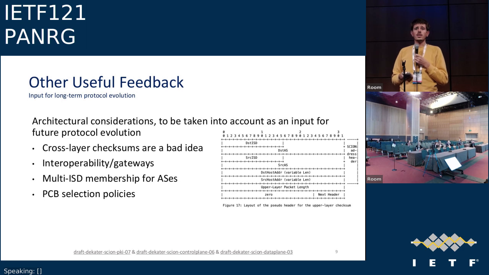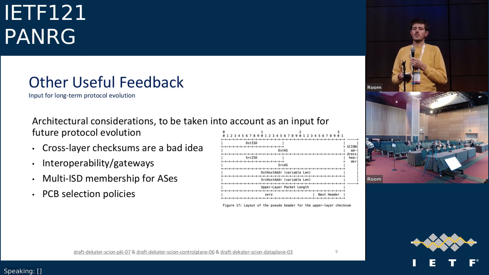There was also some feedback that was very interesting because it was more architectural, but that we couldn't really address in the drafts because we are trying to document something already existing. So one thing that we have in the draft is a cross-layer checksum. So right now, UDP on top of Scion has a checksum based on the Scion header. And yeah, this was a bit controversial. So maybe this is something that we need to reevaluate at some point. There is the whole topic of interoperability where there are gateways, several deployment models, but this part is still a bit more experimental. So this is not really part of the draft.